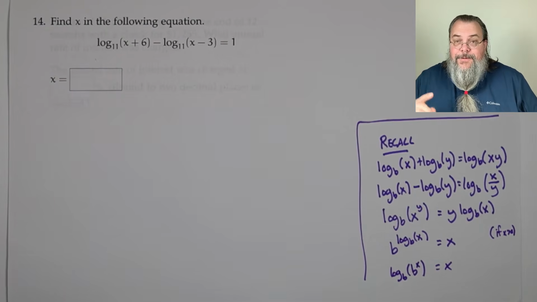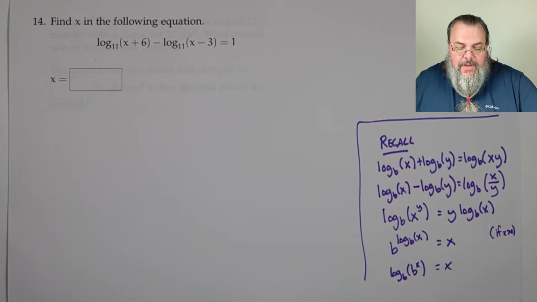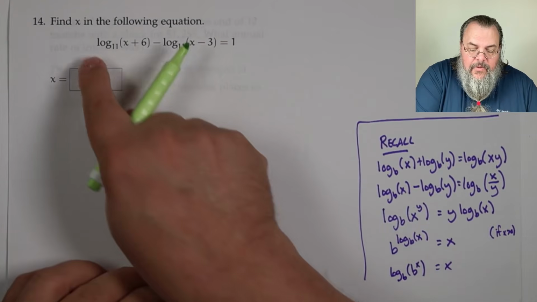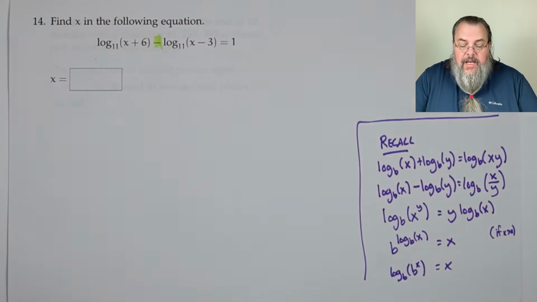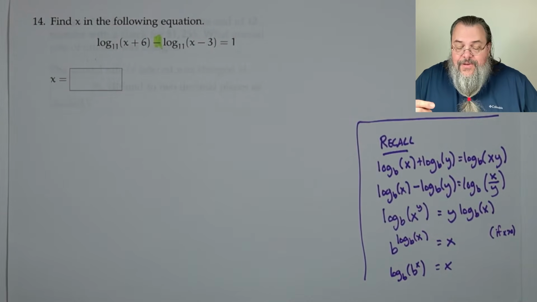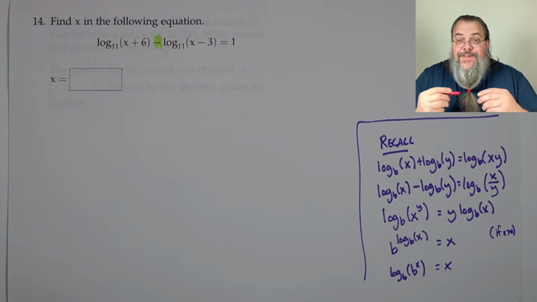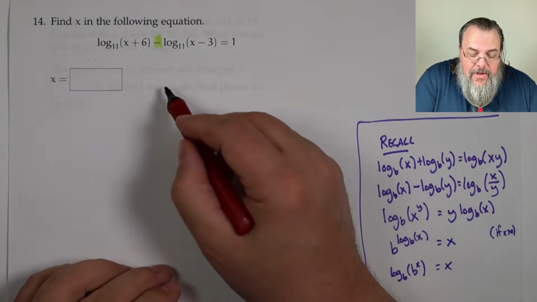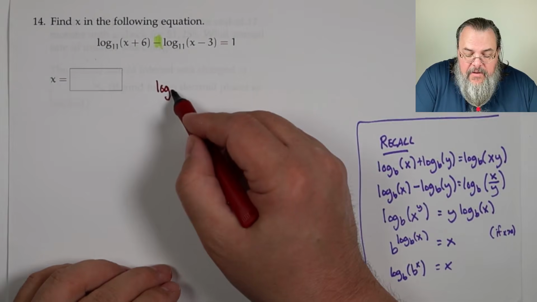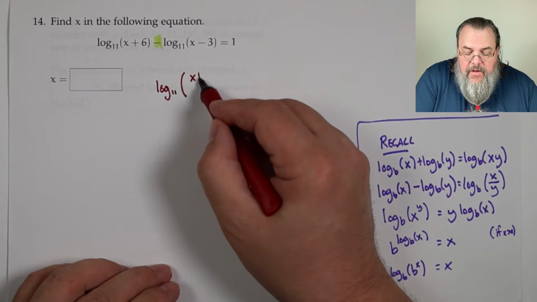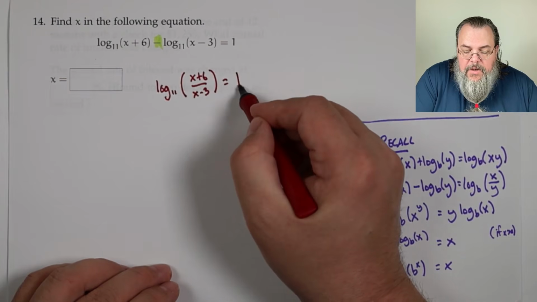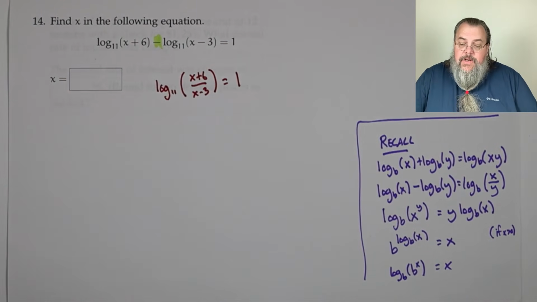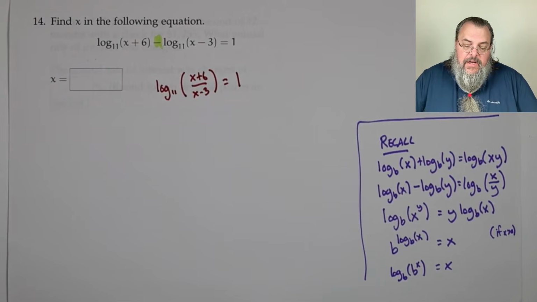Now, what do we have? What do we see? We see coefficients of 1 and 1, and we see a subtraction. Well, that tells us subtraction means division. So this is the same as log base 11 of (x plus 6) over (x minus 3) equaling 1. Now I want to get rid of the log. And I do that by saying, log is related to the inverse of exponential.